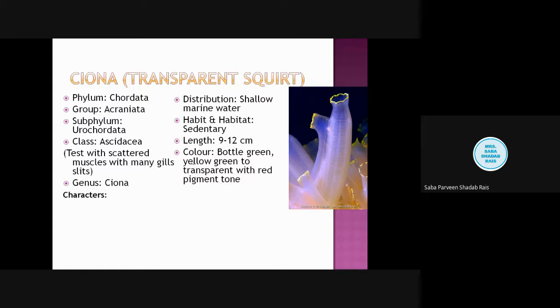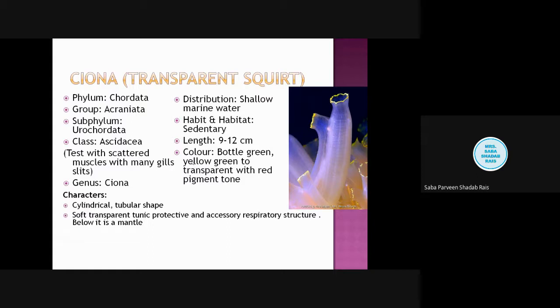When we talk about their characters, you can see their body is cylindrical and tubular in shape. A narrow, transparent foot is present, and they utilize their foot for attachment to the rock. If you observe the picture, you can identify that they have a very soft outer covering. So note down that their body has a soft and transparent test, or you can say the tunic.